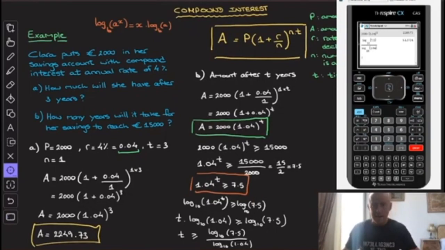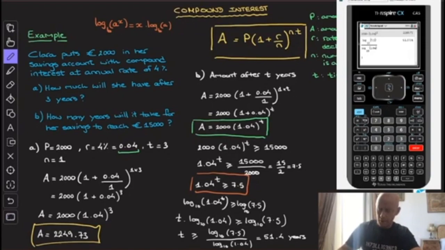Now, we have the result on the screen there, and you can see right away, hopefully, that it takes quite a long time to get from 2,000 euros to 15,000 euros at an annual rate of 4%, right? So if I copy that and round it to 1 decimal place, that's equal to 51.4 years, okay? Which is a little long, so I'll underline that result. That's how long it would actually take.